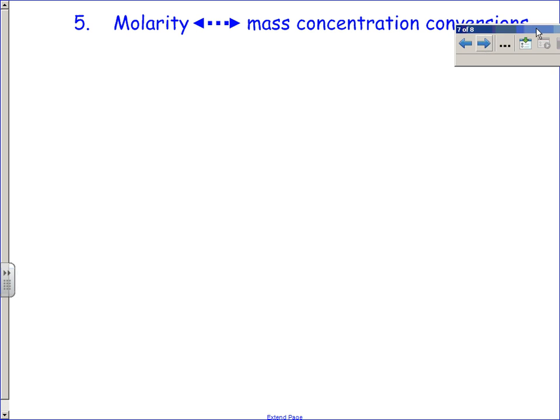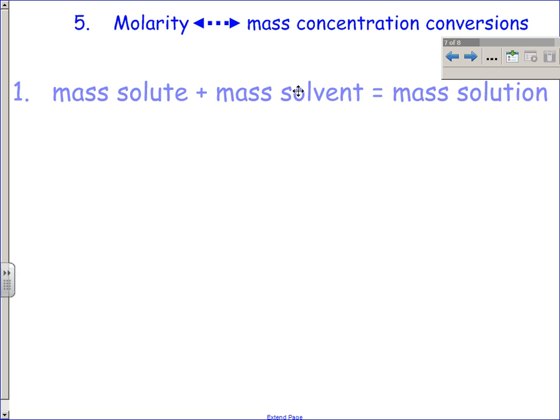Next, molarity to mass concentration conversions. Now you've looked at these in a couple of different situations, so I'm not going to go through and redo a problem. You can find a problem in your book, but I do want you to recognize there's three components that you need to take into account. First and most important, mass solute plus mass solvent equals the mass of the solution. That's a critically important component because sometimes we're dealing with mass solvent, sometimes we're dealing with mass of solute, sometimes we're dealing with mass solution. And you need to understand that if you know two of these three, you can always solve for the third.